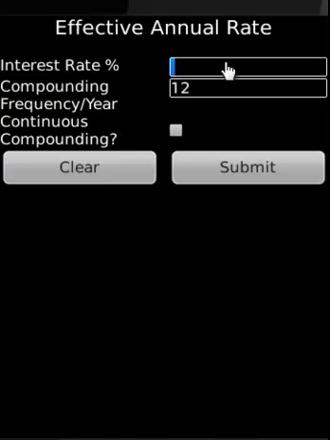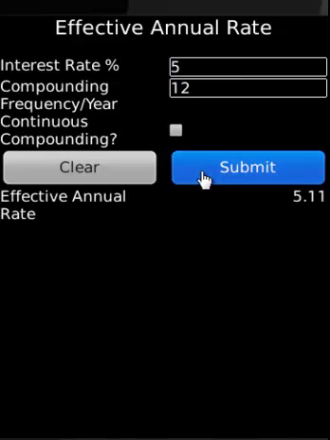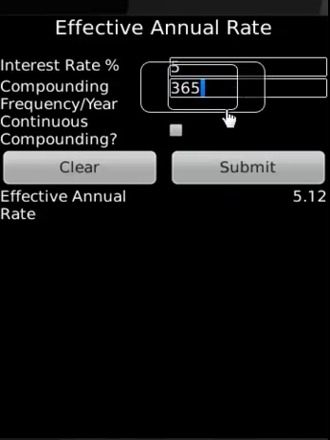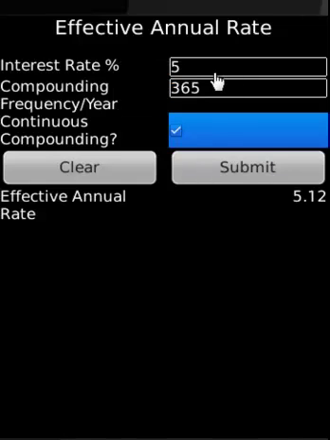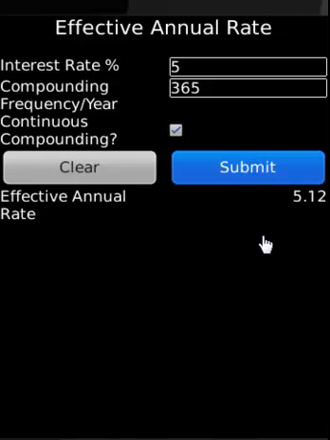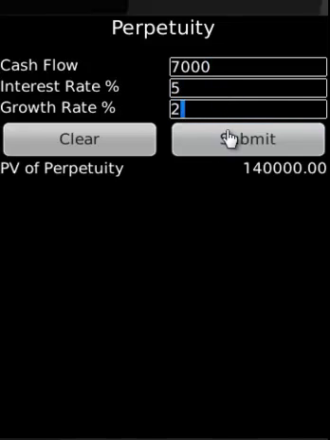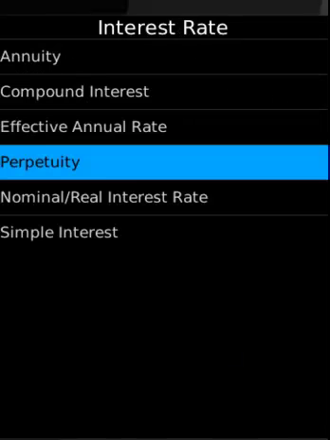Effective annual rate. 5%, compounding on a monthly basis, that's the value. Compounding on a weekly basis, that's the value. Compounding on a daily basis, that's the value. And if it is continuous compounding, in that case the compounding frequency will be ignored, so that's also 5.12. Perpetuity. Cash flow is 7,000, interest rate is 5%, that's the perpetuity. If it is a growing perpetuity, that's what the value is.